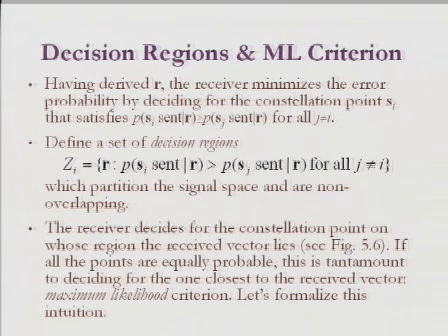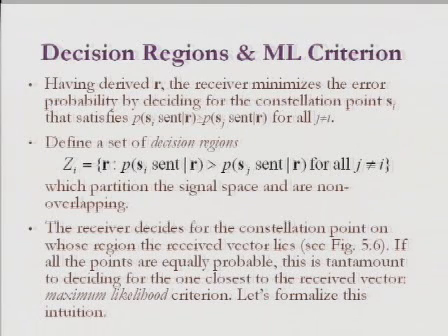Now, if all the points have the same probability a priori, this is tantamount to deciding for the one closest to the received vector in distance. And this is called the maximum likelihood criterion. Choosing the one that's closest is called the maximum likelihood criterion. And this is intuitive, but I'm going to now show it to you rigorously.